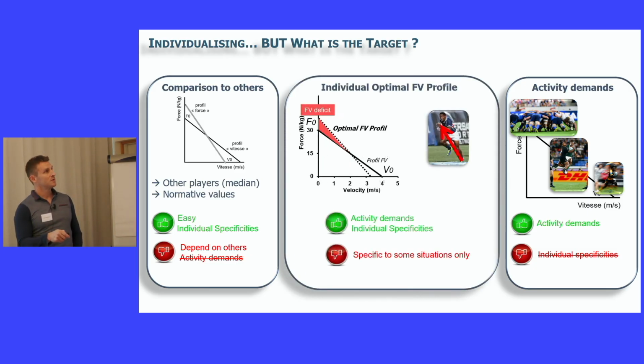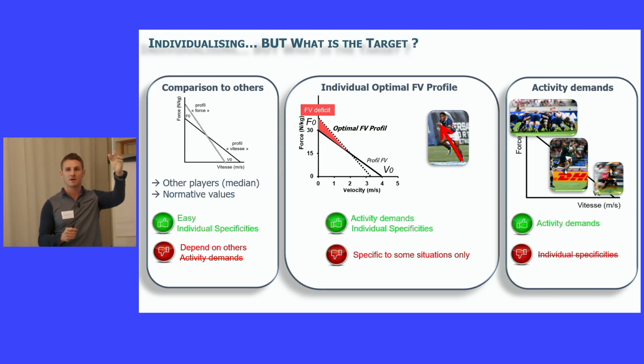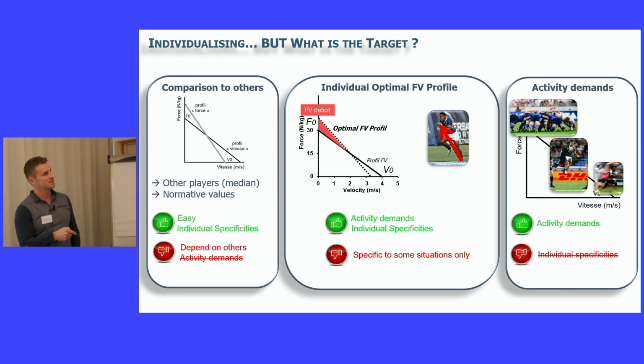Another solution could be to do a mix between these two first propositions. It's to determine for each athlete the individual profile. And so you can consider the individual specificities and the activity demands. The only problem with that is that the optimal profile is very specific to some situation. We worked on that some years ago about jumping, with an optimal profile for jumping, but until now, for sprinting, we didn't know where the optimal profile is. And so it's the topic of the next slide.